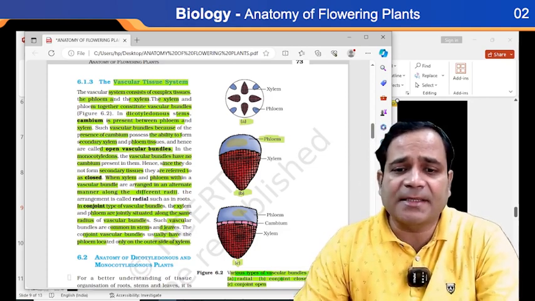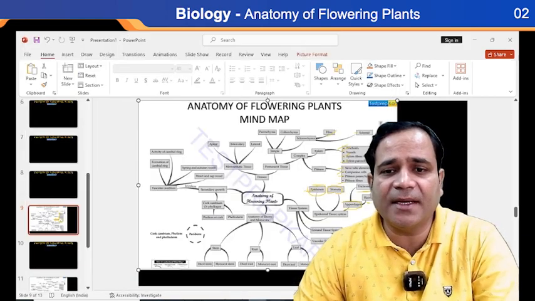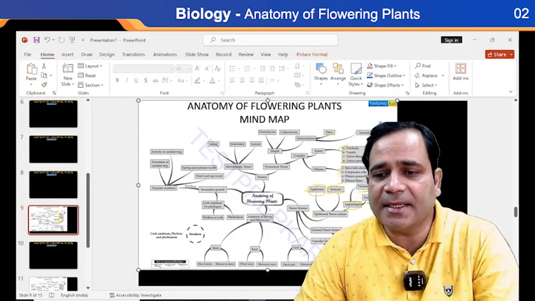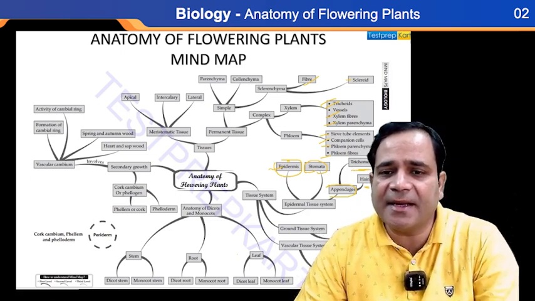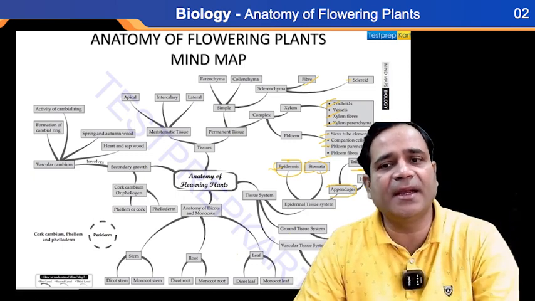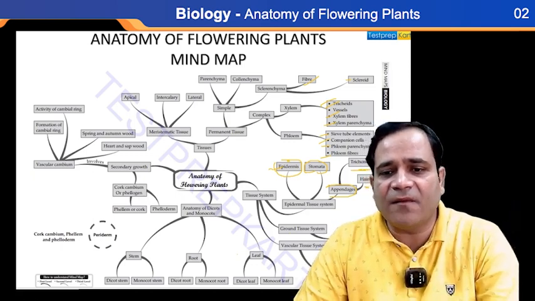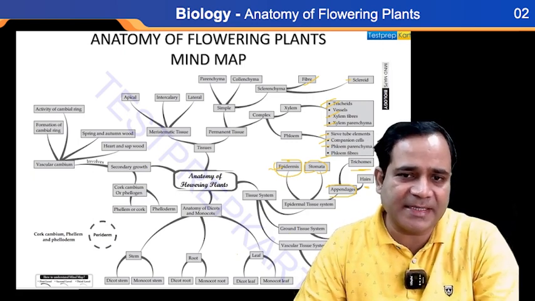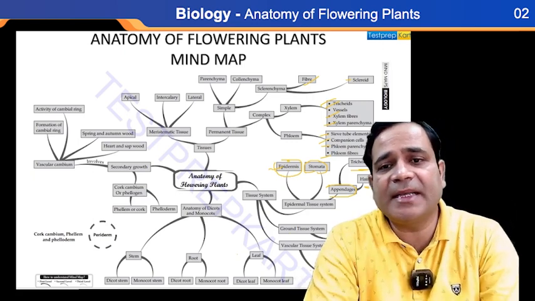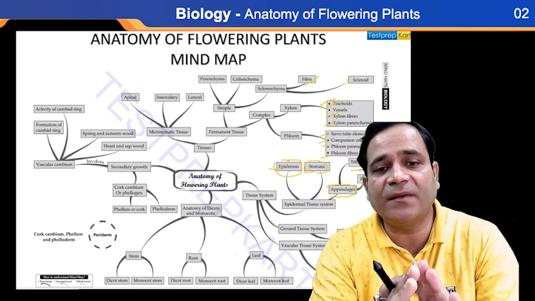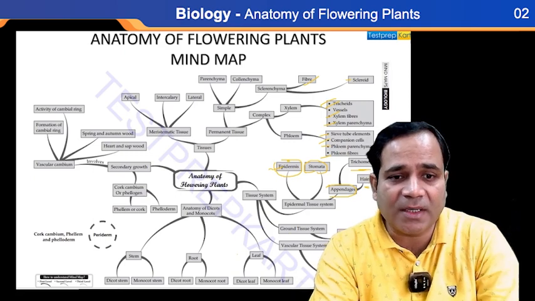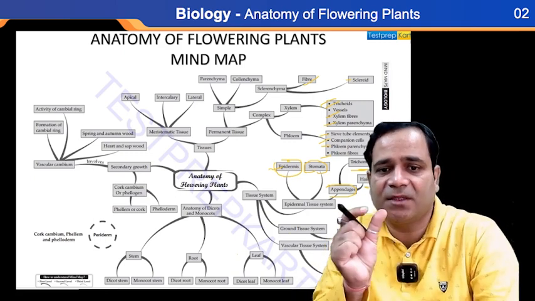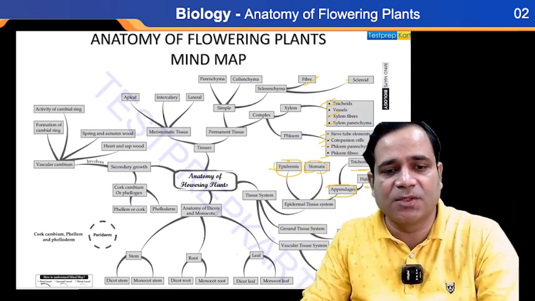Now, coming to the mind map, see, what the mind map is telling about each and everything is clear here. The terms epidermis, pericycle, pith, cortex and medullary ray are clear. The ground tissue system, vascular tissue system, xylem and phloem terms are clear, my dear. Now the point to know is the anatomy of dicots and monocots. Let's see first the stem, then the root, then the leaf, my dear. So see first.